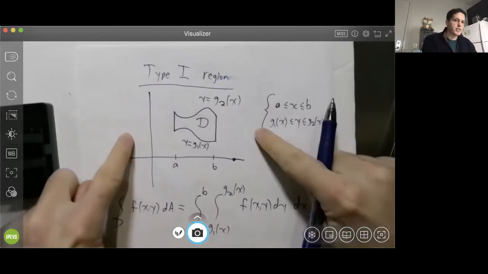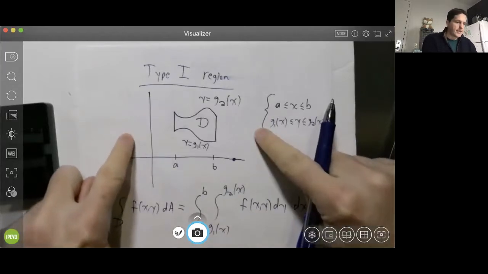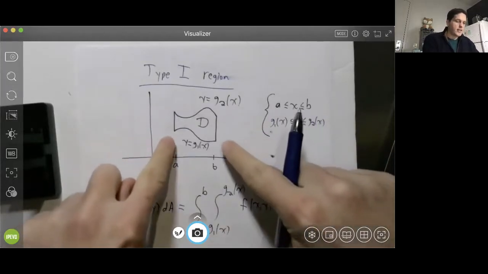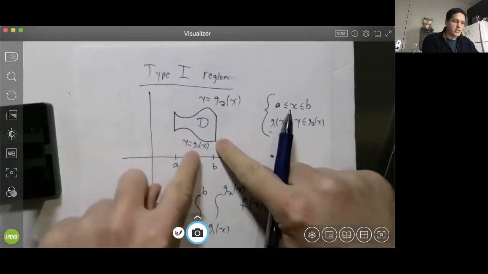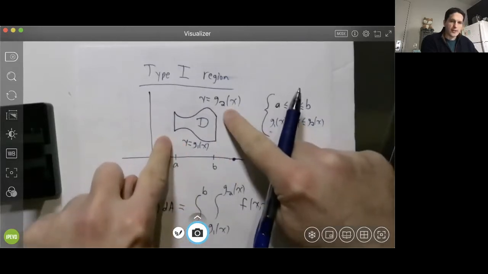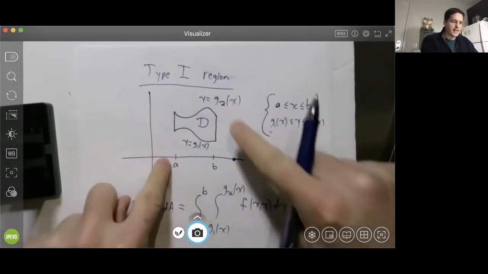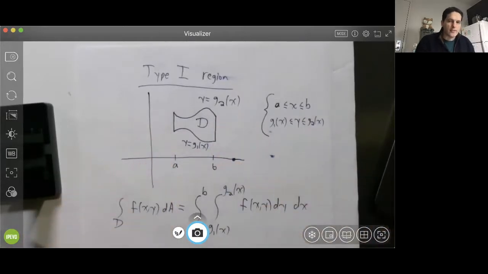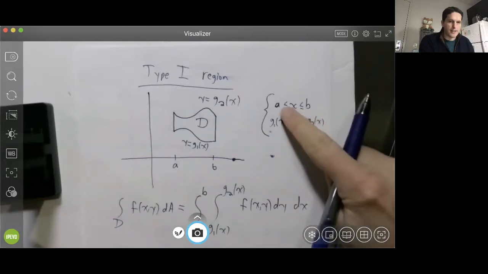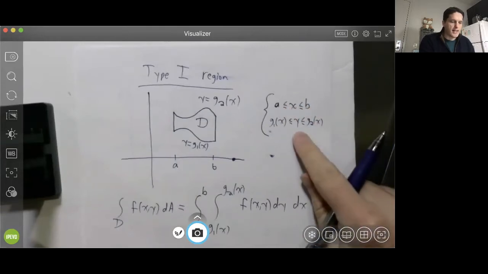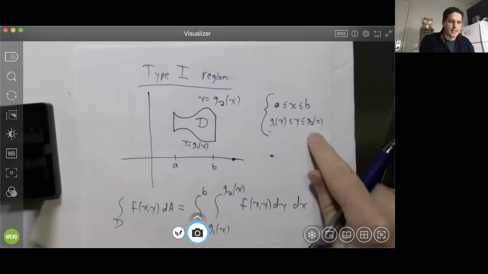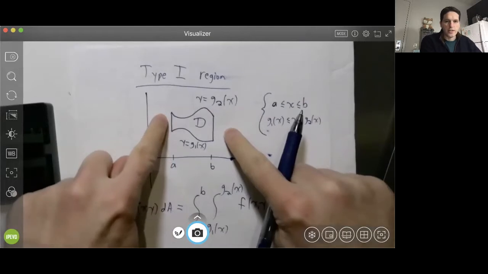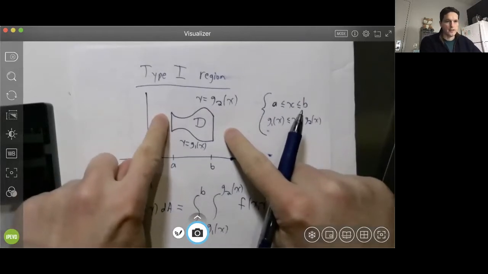A type 1 region looks like this. Here we have the graph. This lower curve is the graph of g1. This upper curve is the graph of g2. Here's a, here's b. And this region D consists of all points (x, y) in the plane such that x is between a and b and y is between g1 of x and g2 of x. So here's our region D that we're going to integrate over.